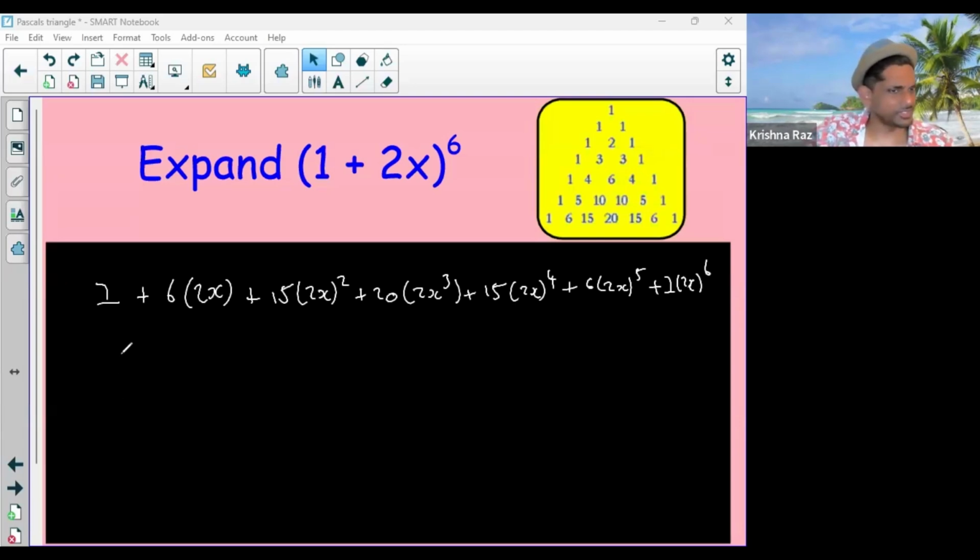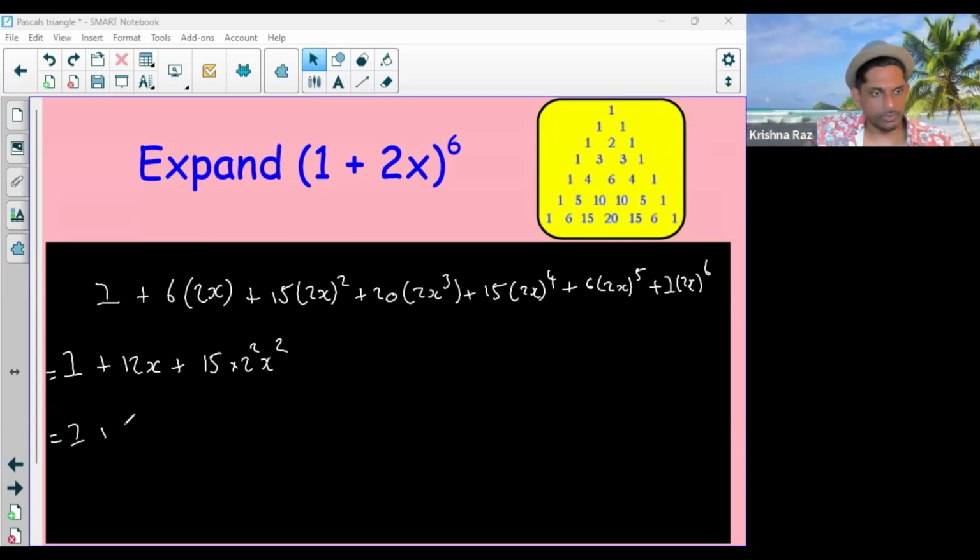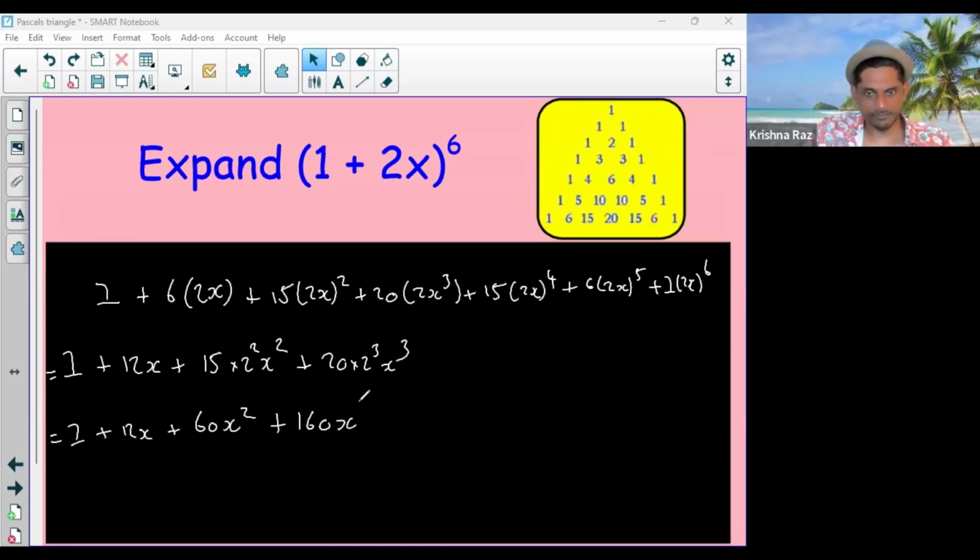So we've got a little bit of simplifying to do now, because the first one we're going to get 12x, but now we're going to get 15 times 2 squared, x squared, which would have been 15 times 4. So that one's easy. So I'll just do that now. Next one, we've got 20 times 2 cubed, x cubed. So again, that would have been 2 cubed, 8. So 20 times 8 is 160.